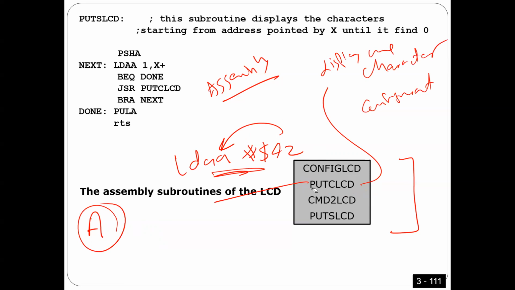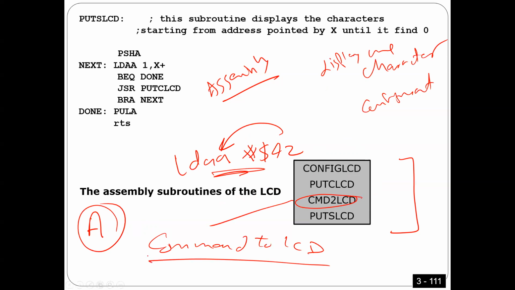We have another one here called command to LCD. This one is used if you want to write a command. Similar to what I did here, you have to write the code of the command to register A before you call this one. I'm going to teach you right now what commands we have and what the code is for each command. So if you want to clear the LCD, there is a code. All you have to do before you use this one is write the code in register A and then call this one. Easy so far.